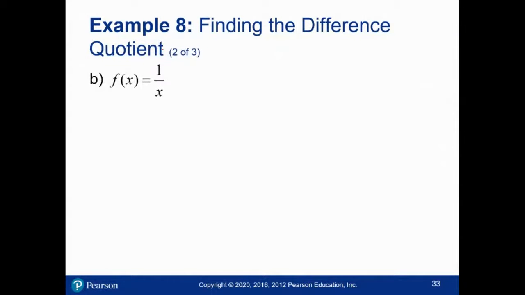Can you find the difference quotient for something a little more complicated? Again, I'm going to pause here. Try to do it. What's the difference quotient? Remember, it is f of x plus h minus f of x over h. So I'm going to pause. Try to simplify it down as much as you can.